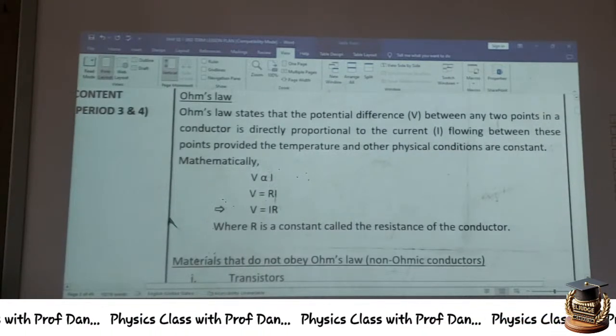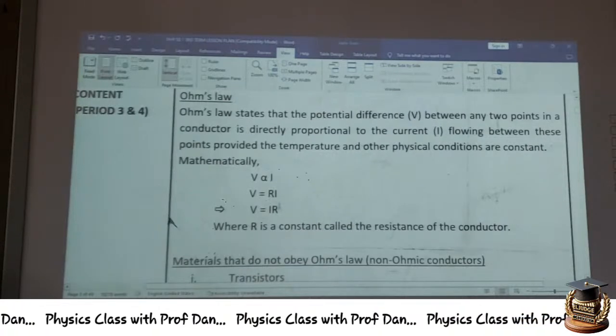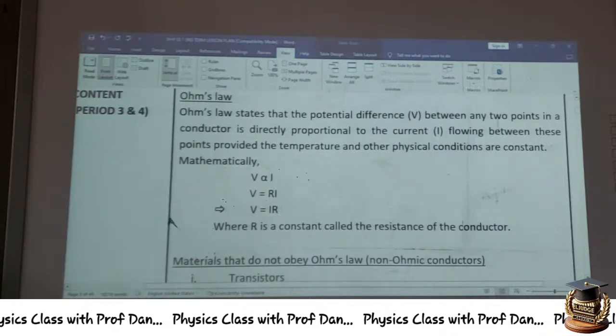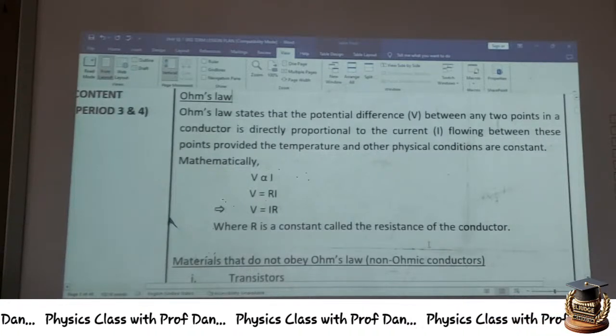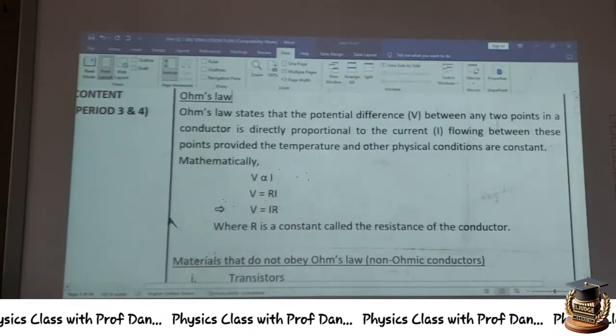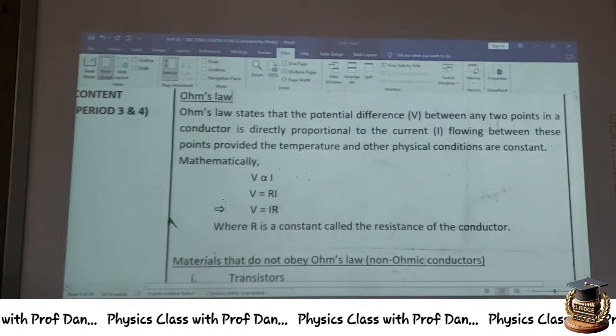Now, bringing in a constant of proportionality, we have R, and this R is a constant called the resistance of the conductor. So you can make R the subject of the formula and have R equals V over I, dividing both sides by I.